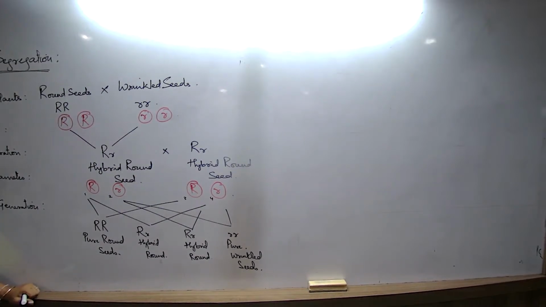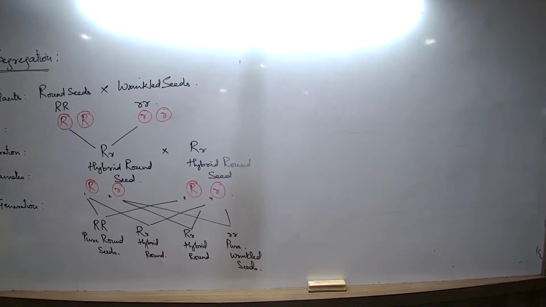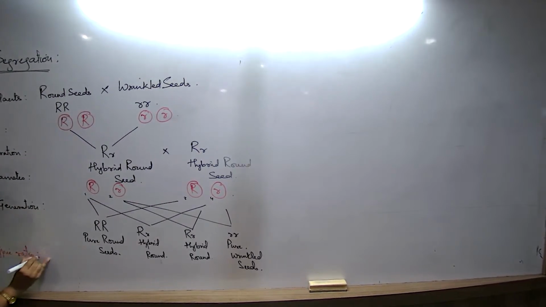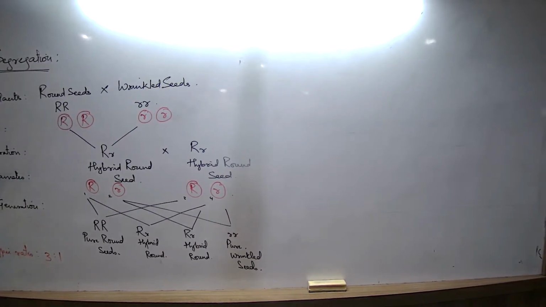Yes. Now, how many types of phenotype in these 4 plants? Two types. Which are those 2 types of phenotype? Round and wrinkled. So how do we write down the phenotypic ratio then? The phenotypic ratio would be 3:1. I write 3:1. Why 3? Because out of 4 plants, 3 are with round seed, then only 1 wrinkled.